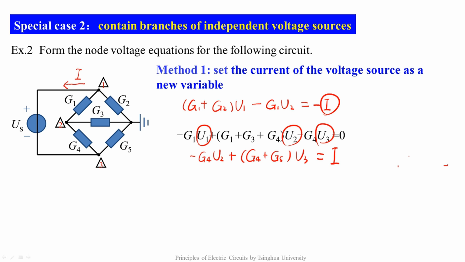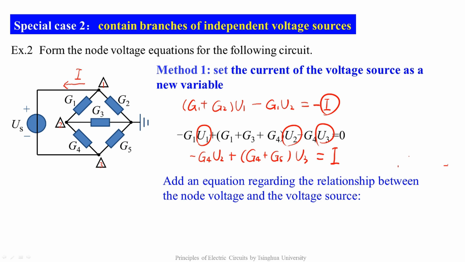Look at the branch US. Its element characteristics has not been used yet. That is to say, in the circuit, no matter how the voltages and the currents of the other branches change, the voltage difference between node 1 and node 3 should be equal to US. So we can add a supplementary equation regarding the relationship between the node voltages and the voltage source. It should be U1 minus U3 equals US. Solving these 4 equations with 4 unknowns, we can solve the circuit.